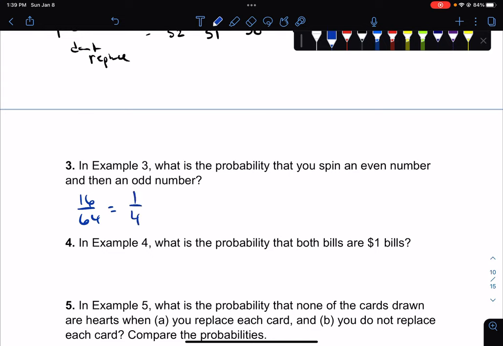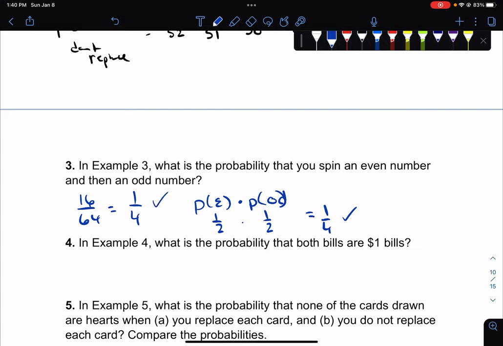The other way that you could have done that is what's the probability of getting an even, and multiply that by the probability of getting an odd. Probability of getting an even: 1 through 8, half of them are evens. Probability of getting an odd: 1 through 8, half of them are odds. So 1/2 times 1/2 is 1/4. Either way gets you the same answer.